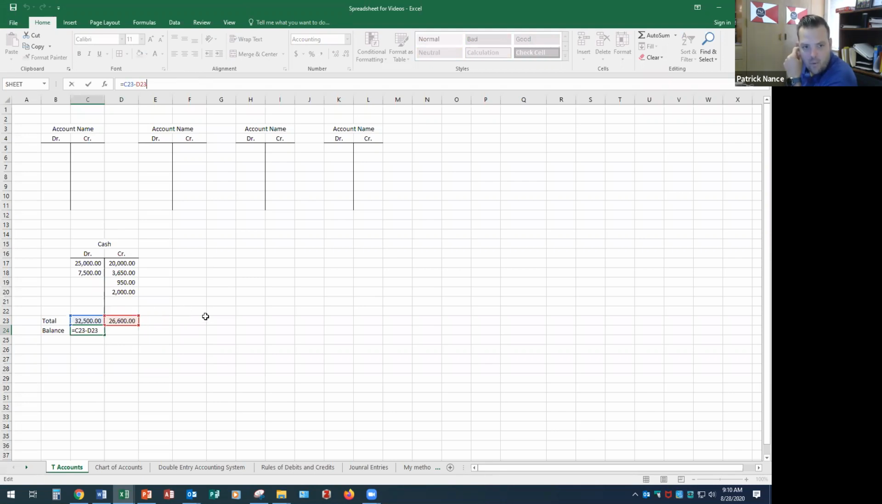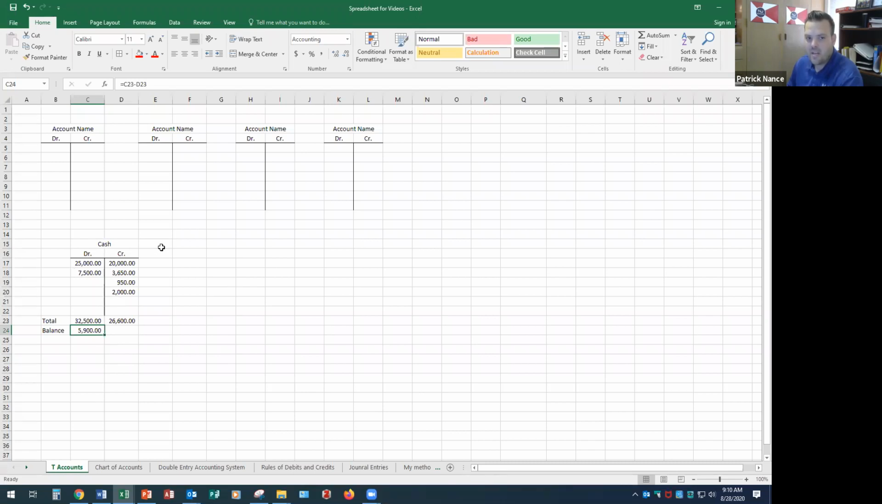If the credit number were higher, we would have a credit balance. In cash, we normally would not have a credit balance. We generally have a debit balance. It's called a normal balance. But I just took the difference between the two, and now you can see that there is a $5,900 debit balance in the cash account. And this is just a method of showing it.